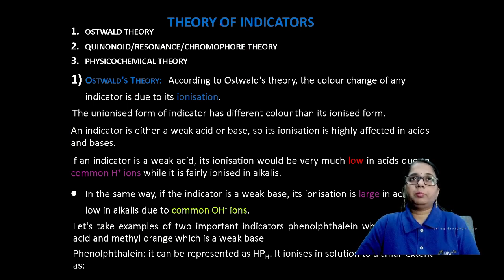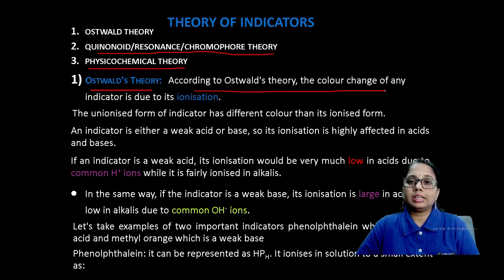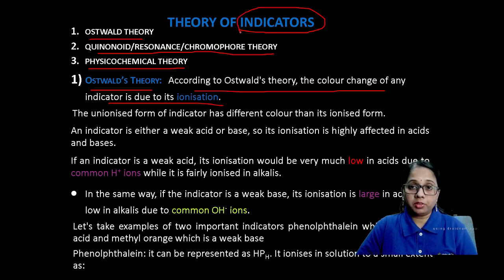Now coming to the important part, that is the theory of the indicator. Here we have listed three theories: first the Ostwald theory, second the quinonoid or resonance or chromophore theory, and third the physicochemical theory. So, the Ostwald theory, what does this mean? According to the Ostwald theory, the color change of any indicator is due to its ionization. These three theories are about the indicators, that is, what type of suitable indicator we are going to use.